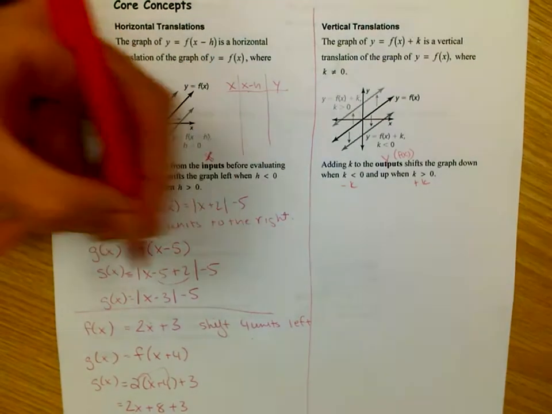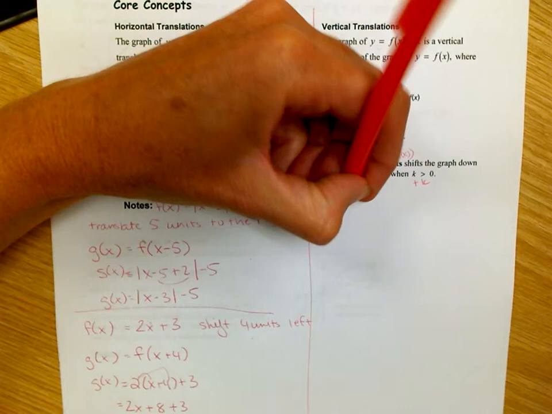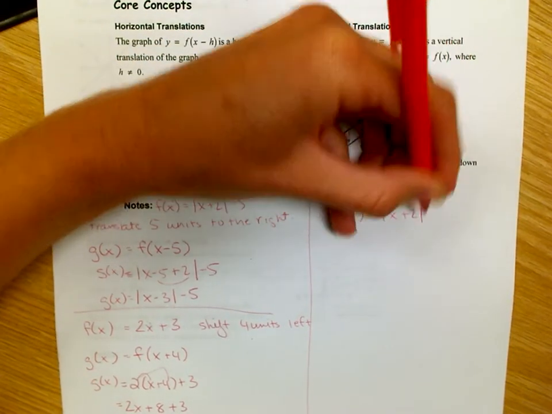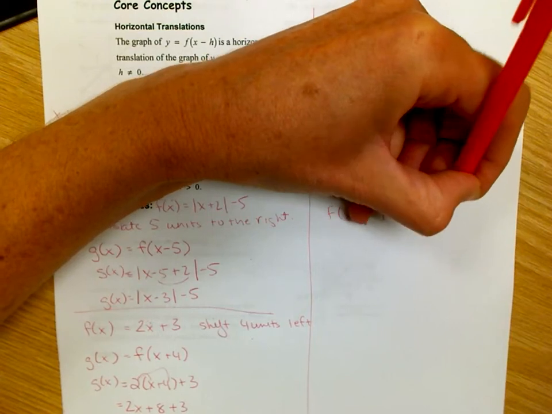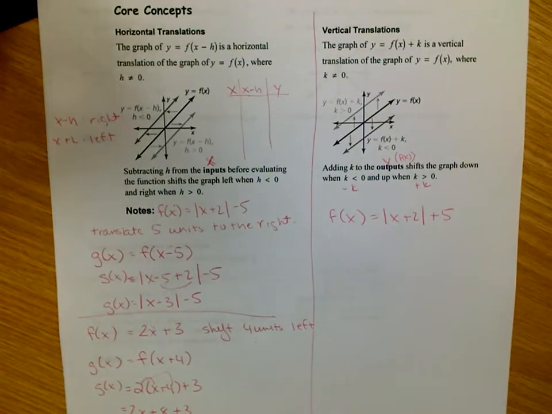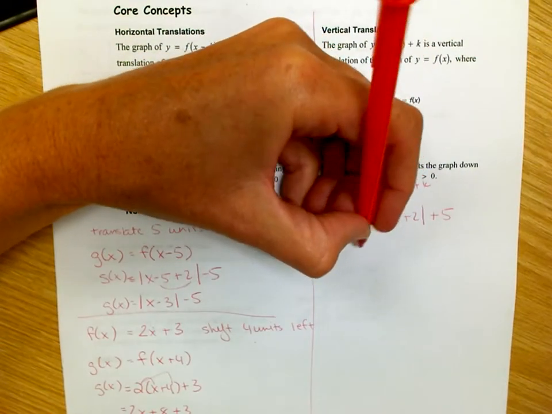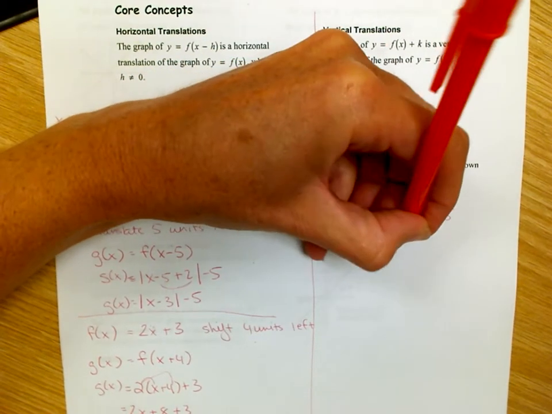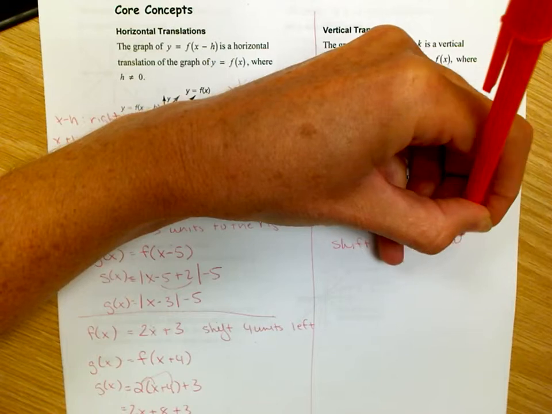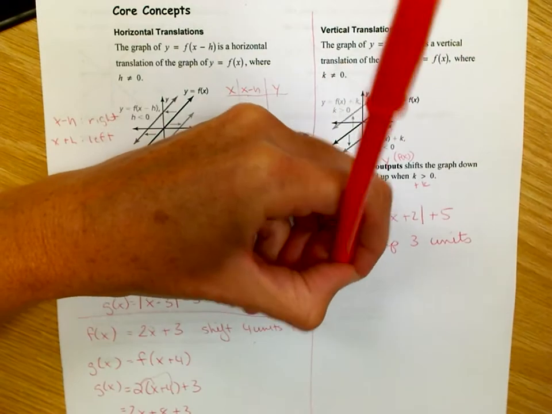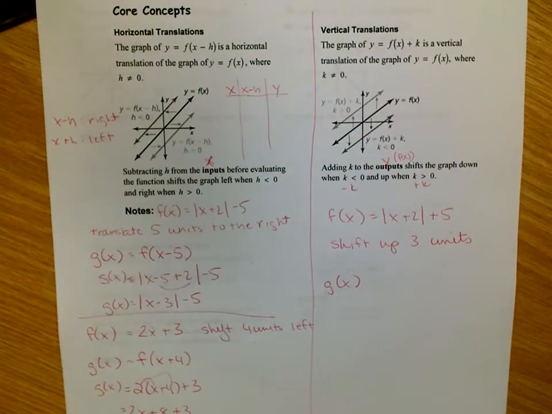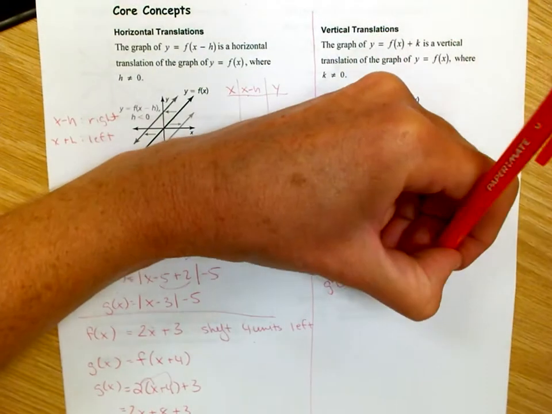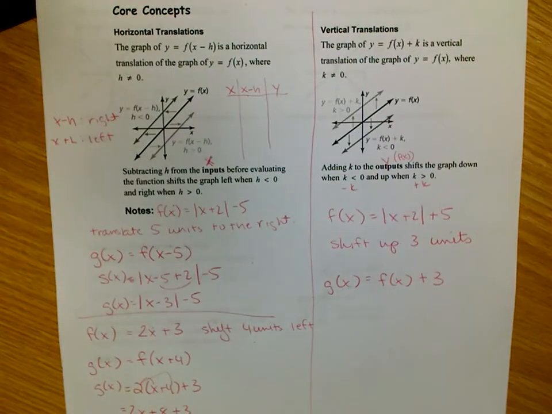So going back to our original example, let's say our original function was absolute value of x plus 2 plus 5. If I want to shift that, let's say we wanted to shift that up 3 units. What that is saying is, to get my new function, again I'm just going to call it g of x, I need to take my old function and shift it up 3.